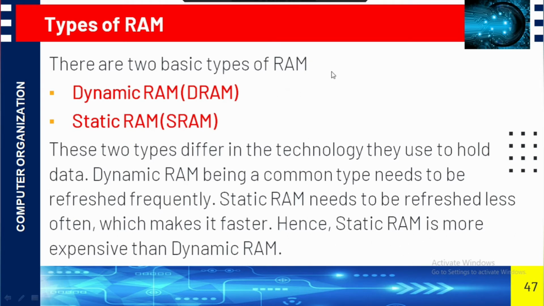So RAMs are classified into two types, DRAM and SRAM, that is dynamic RAM and static RAM. How do they hold the data? DRAM frequently refreshes the memory. SRAM is refreshed less often and it works faster. SRAM is the expensive one compared to dynamic RAM.